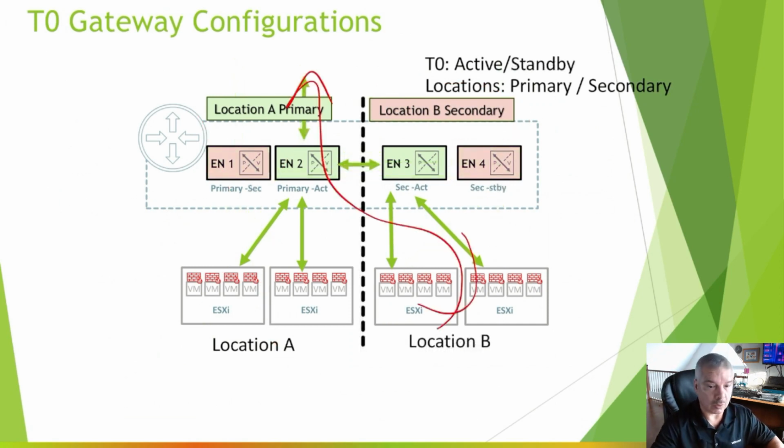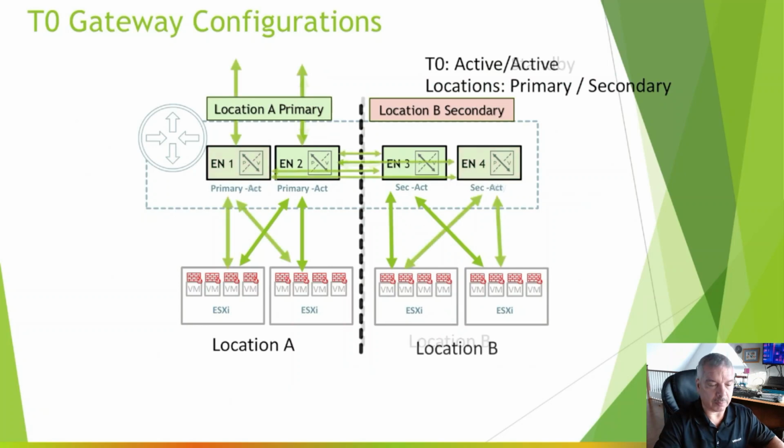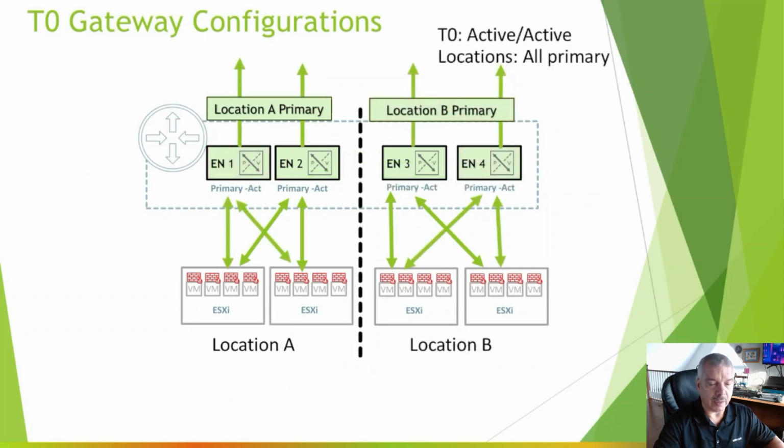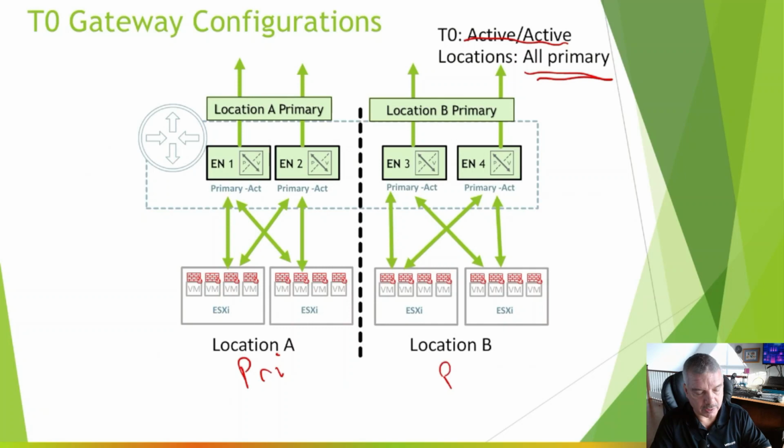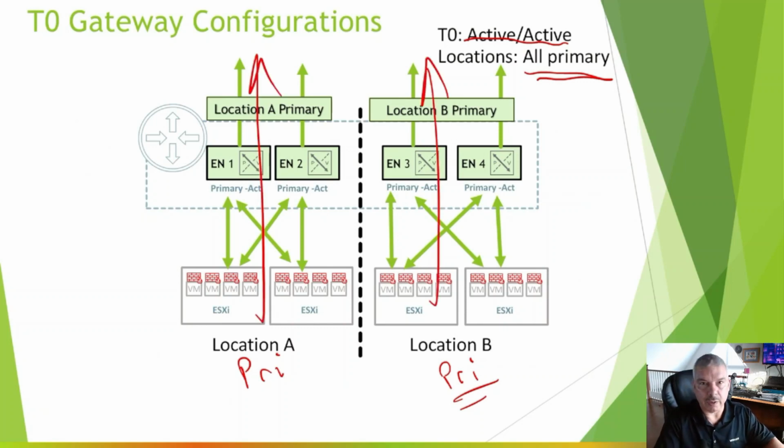Now, in this example and the previous one, there is no local egress. That's a term most people are probably more familiar with. In this example, we've got active, and we've got our locations set as all primary. So you'll notice location A is a primary, location B is a primary, and so on. So I have multiple locations here. This is, in a nutshell, local egress. All traffic going out goes out through the location.